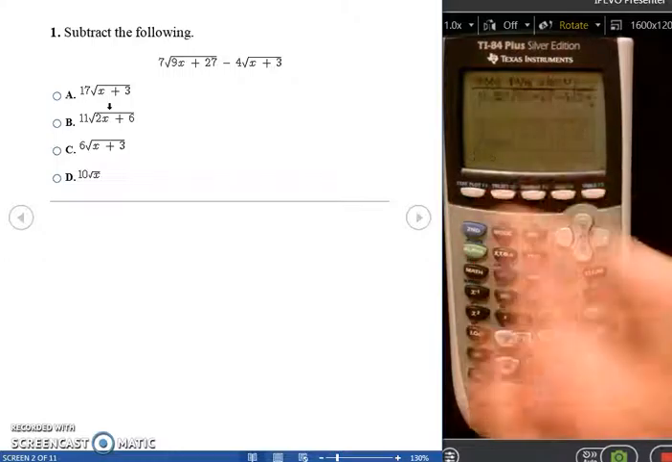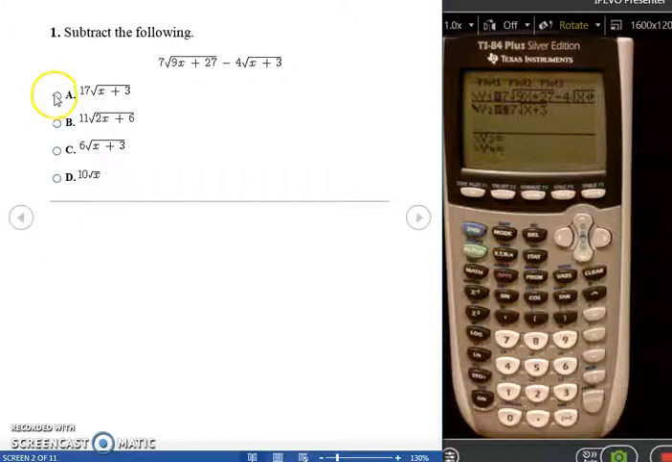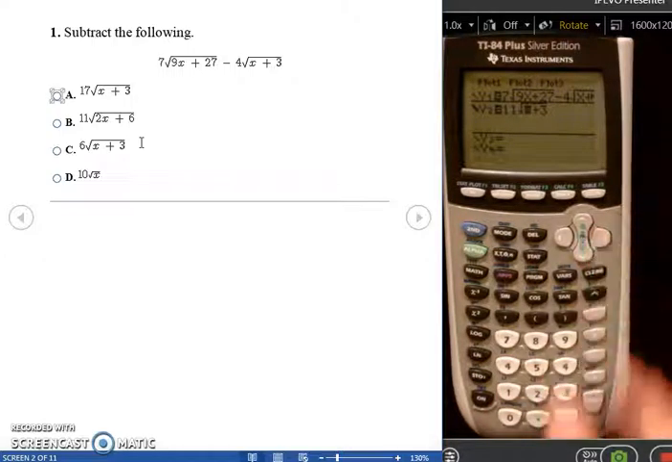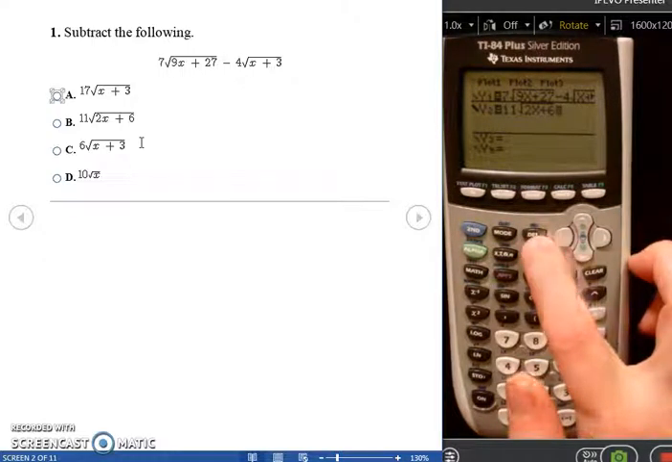Now let me show you what it looks like when it's not your answer. My answer in this problem is A, and I'm going to go ahead and type in a wrong answer so you can see what that looks like also. You have 2x plus 6, so I just typed right over it, or I could have pressed delete and typed it.